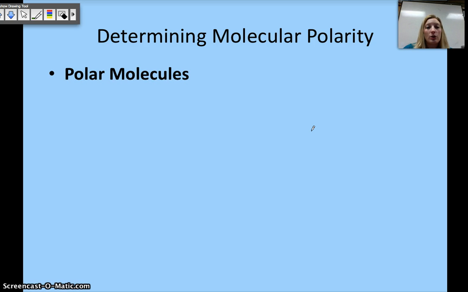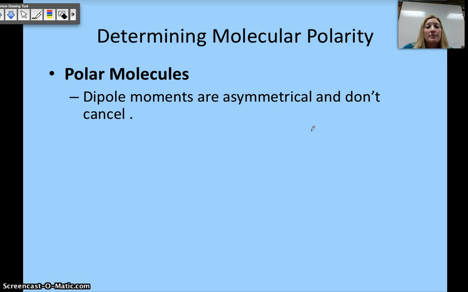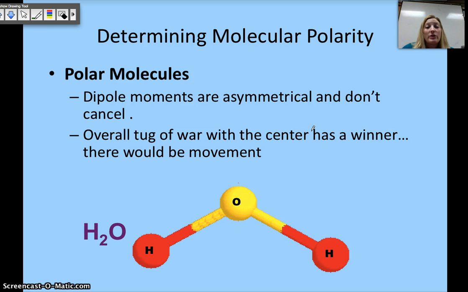If it's a polar molecule, dipole moments are asymmetrical. They don't cancel. So there'd be an overall winner in a tug-of-war with that molecule. So in water, everything's being pulled this way towards our oxygen. And if we were to imagine a tug-of-war between these atoms, the molecule would go that way. Oxygen has about 2 times the power of these hydrogens, and there would be an overall winner. So this molecule would be polar. It has polar bonds, there's an overall pull in that tug-of-war, so it's a polar molecule.